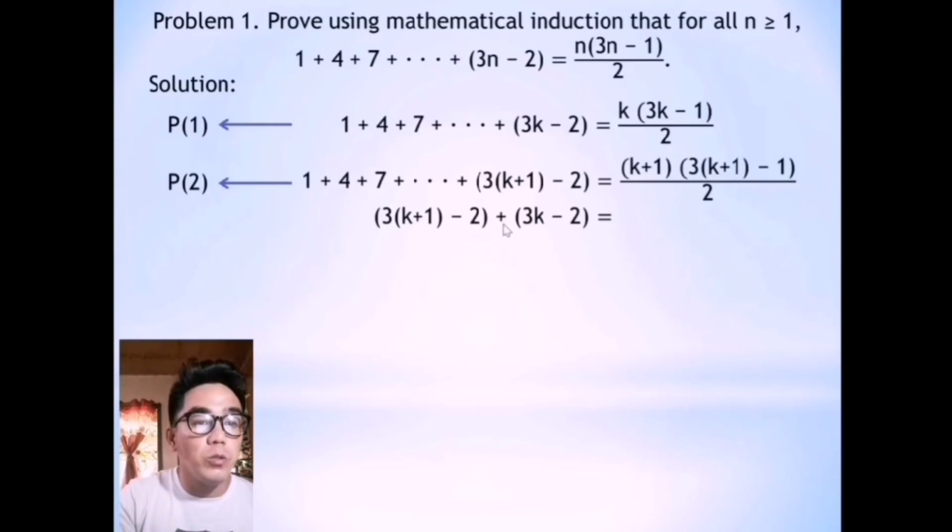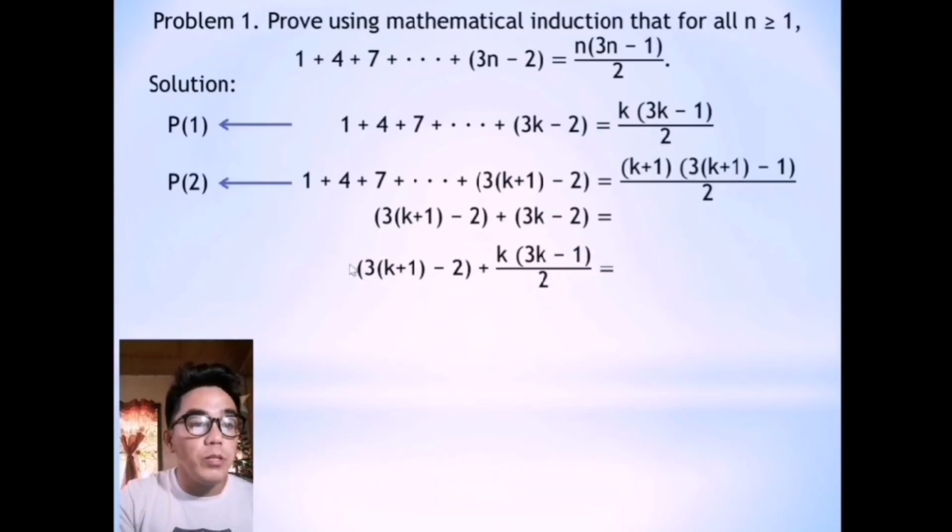So how are we going to do the fourth row here? Let us use this 3k minus 2 as part of the equations. So we're going to equate it into k times 3k minus 1 over 2 because they are equal. So we have now 3 times k plus 1 minus 2 plus k times 3k minus 1 over 2. So here, substitute it like here because they are equal. Now, let us do simplification.